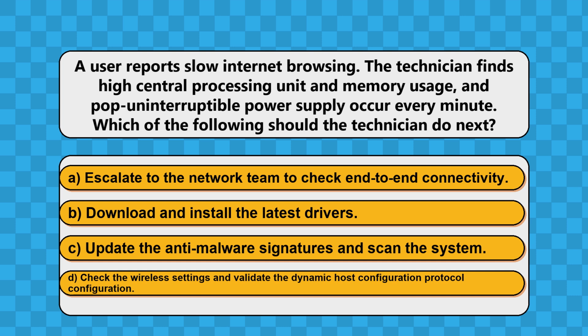Option A. Escalate to the network team to check end-to-end connectivity. Option B. Download and install the latest drivers. Option C. Update the anti-malware signatures and scan the system. Option D. Check the wireless settings and validate the dynamic host configuration protocol configuration. The correct answer is option C. Update the anti-malware signatures and scan the system.